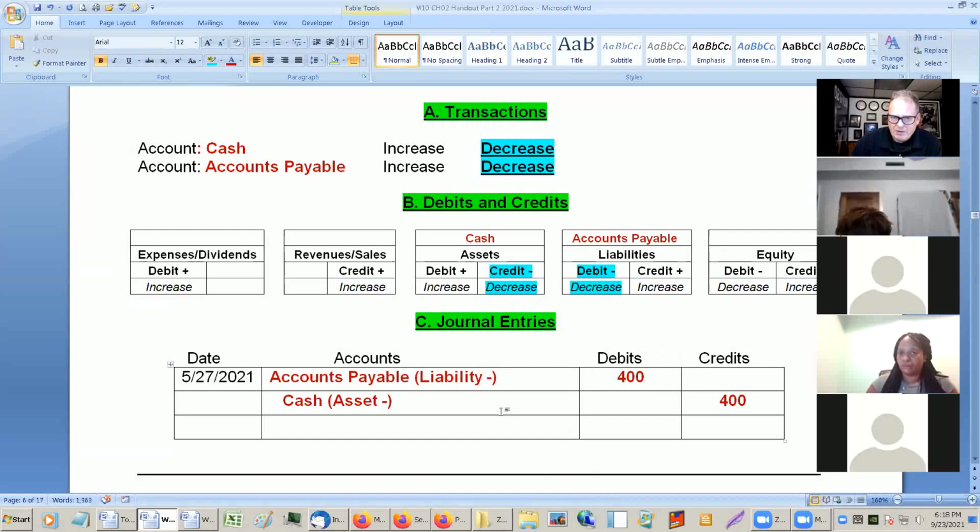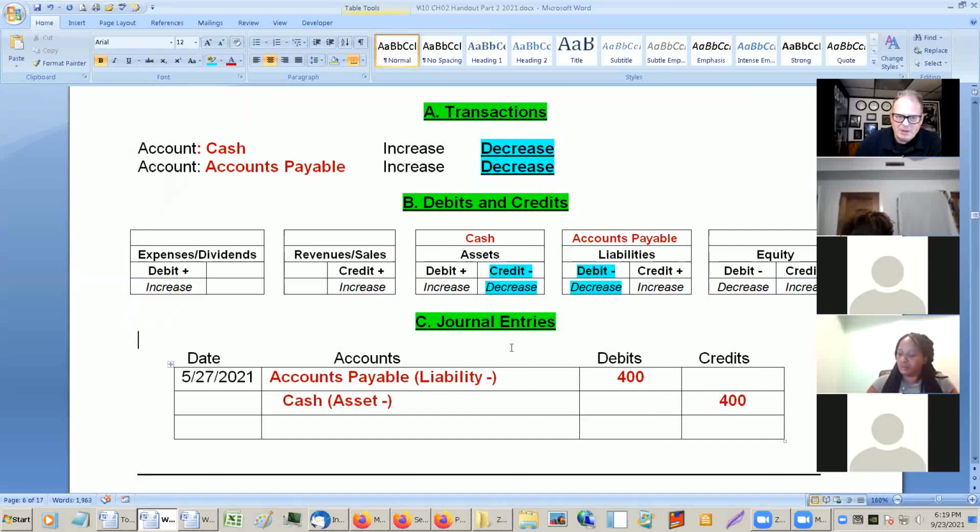There's also a beauty about this method, though, and that is if you know what one side is, if you know that cash is the credit, well, then you know what the accounts payable is. Even if you don't know where accounts payable goes, you know that it must be the debit. If you have the two accounts, if you can get one of them, you know what the other one is. So if cash is a credit, accounts payable must be a debit.